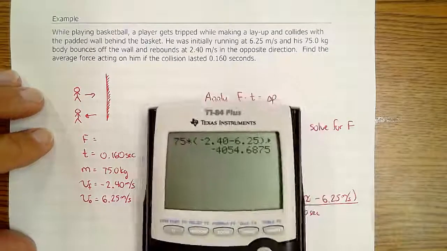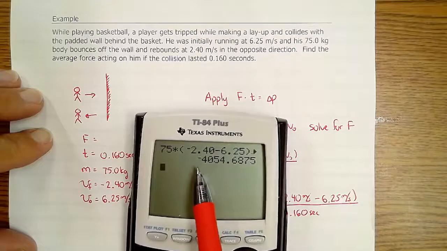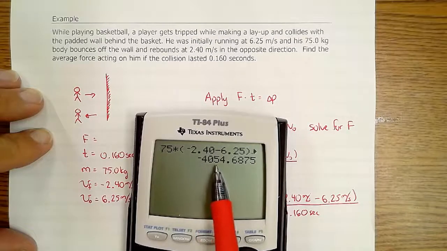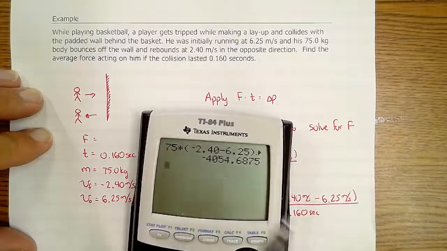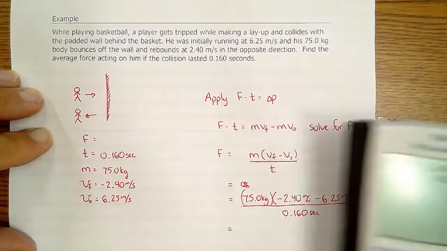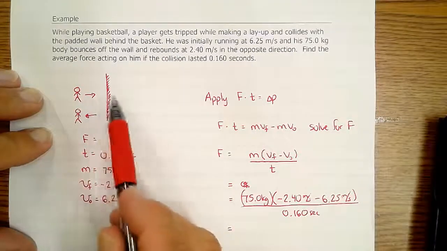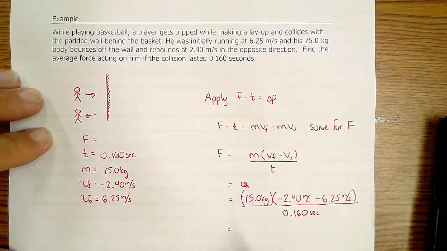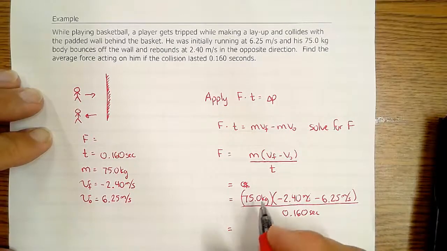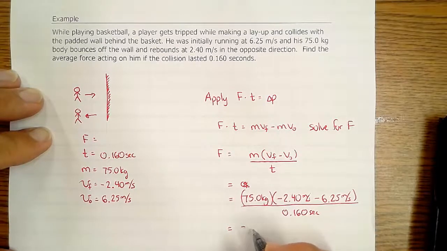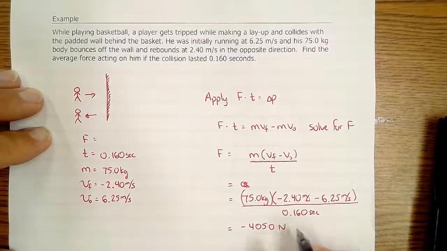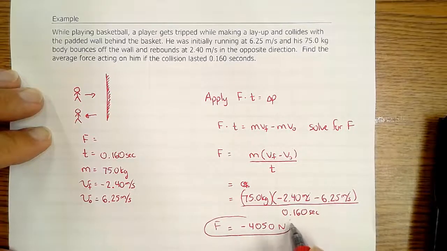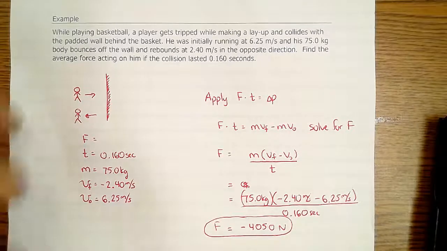And when I do that, you can see I get about negative 4,050 newtons. It's negative because the force was applied to the left. You can see the wall's got to push on the dude to the left in order to change the momentum. And I can have three significant figures. So this is going to be negative 4,050 newtons when I consider significant figures. So there we go. That's the average force acting on the basketball player as they smack into the padded wall and bounce back.